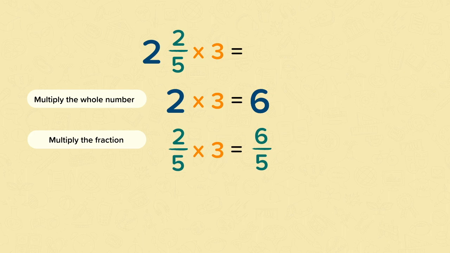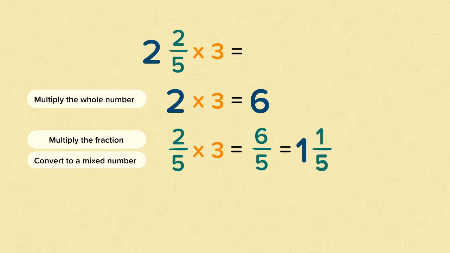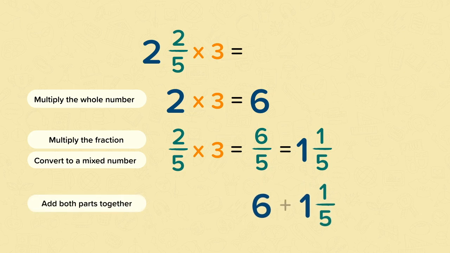This is an improper fraction, so it needs to be converted into a mixed number. 6 divided by 5 equals 1 remainder 1, so the mixed number is 1 1/5. Finally, add both parts together. 6 add 1/5 equals 7 1/5.